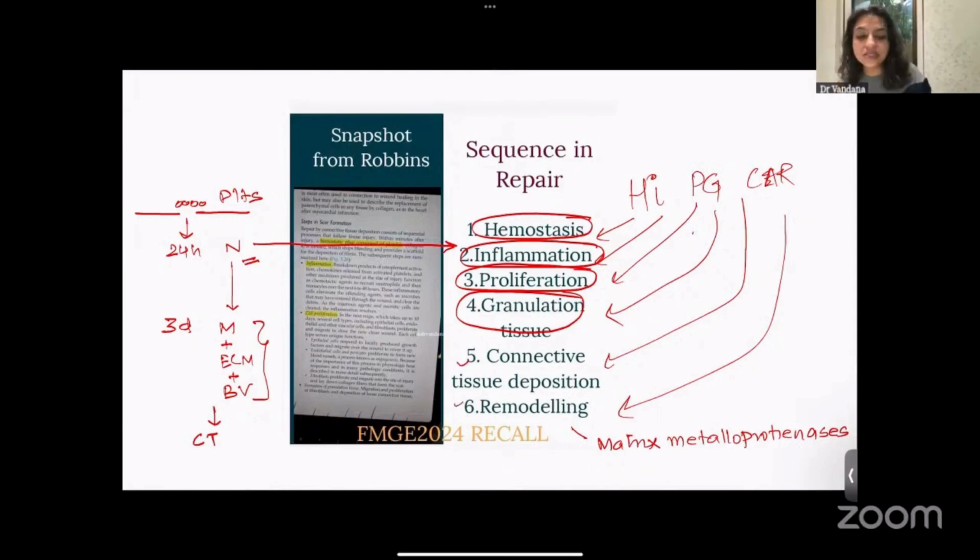These are the 6 steps of repair which can be asked as a question. Everybody should be very clear with that. First is platelets, then neutrophils, then macrophages, proliferation, granulation tissue, connective tissue, and remodeling. You can remember it easily as HIPGCR. So that is your repair sequence. These are the inflammation and repair questions.